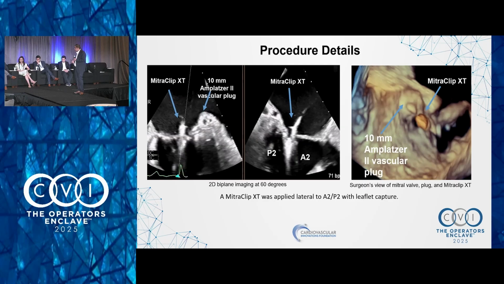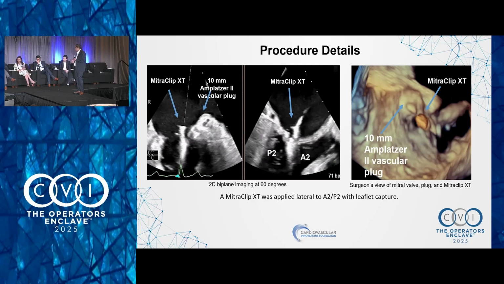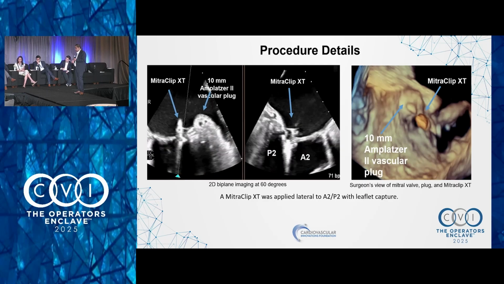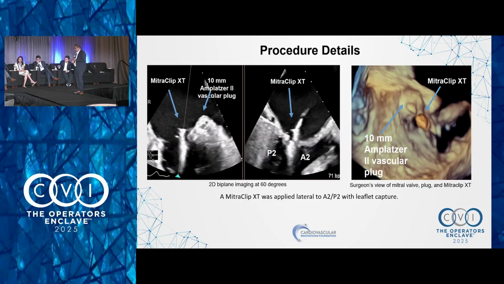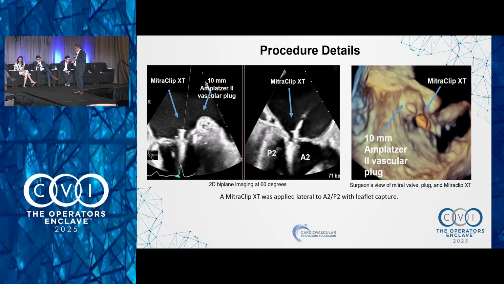Wait, why did you do the clip after? On the other side of the Alfieri. But if the disc kind of overrides where you want to clip? I mean, how did you decide what sequence to do?